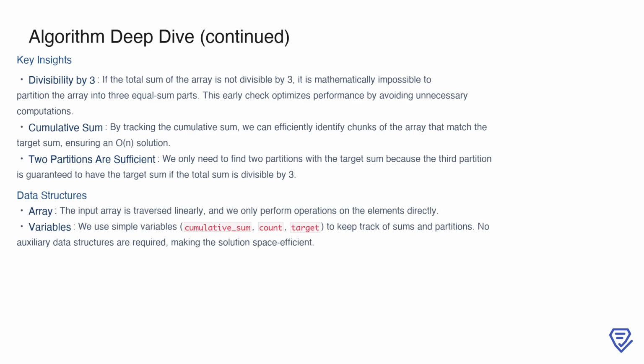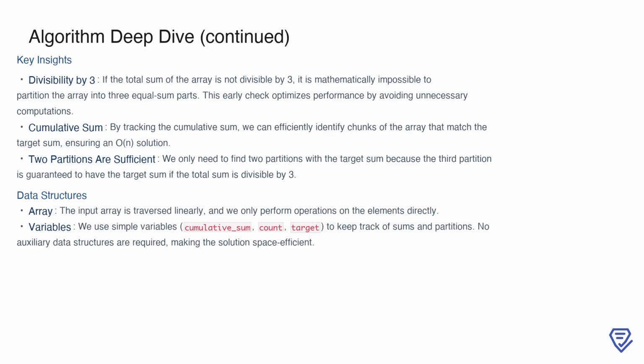This ensures we don't waste time on further calculations when the problem has no solution. Second, tracking the cumulative sum as we iterate allows us to efficiently identify partitions without needing additional data structures, keeping the solution's complexity linear. Lastly, it's important to note that finding just 2 partitions with the target sum is sufficient. If the total sum is divisible by 3, the remaining elements of the array automatically form the third partition, making the algorithm both simple and effective.